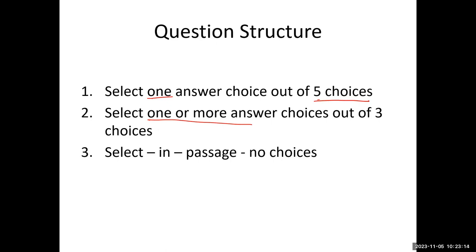So these are the three ways in which the questions would be structured. Five choices mean one answer. Three choices mean more than one answer possible. And sometimes there are no choices. That means you have to select the answer. You have to select a sentence in the passage. This is the structure. Okay, anybody has problem till now?